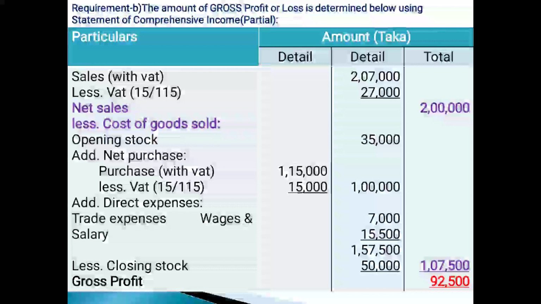Now for finding out the gross profit or loss, we deduct the amount of cost of goods sold from the net sales. Now we get gross profit taka 92,500. Dear learners, I think you have written this in your accounting practice copy for your betterment, for practicing, for understanding, for learning the financial statement.